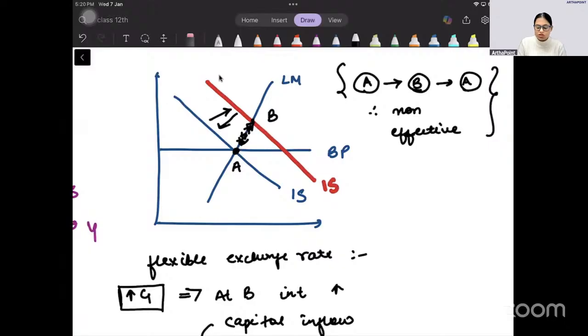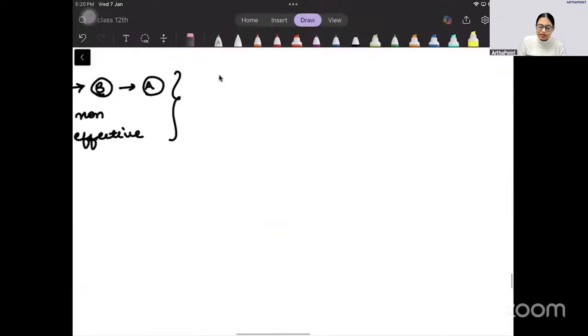The fiscal policy becomes non-effective. This is the first thing, first analysis. Increase in government expenditure से क्या होगा? अब बात करते हैं what happens when there is change in tax.